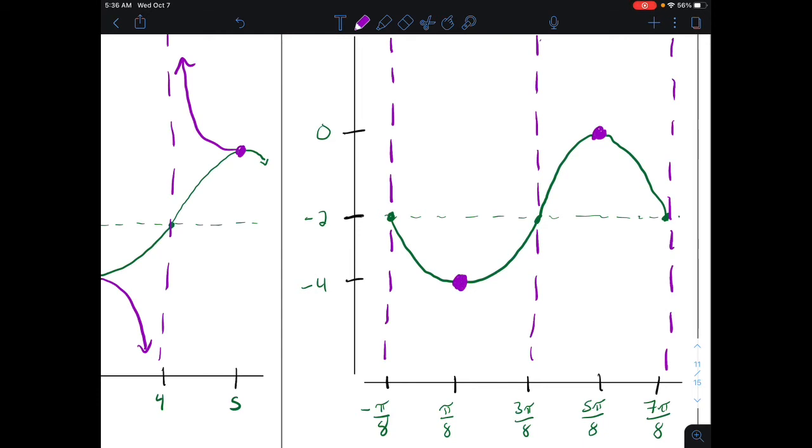And then kind of like with secant and cosine, cosecant and sine, they're going to turn away from one another. And cosecant will have that unbounded behavior as it approaches those vertical asymptotes. And we get our wave.